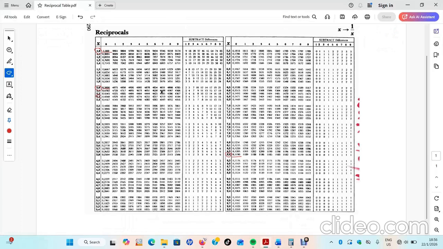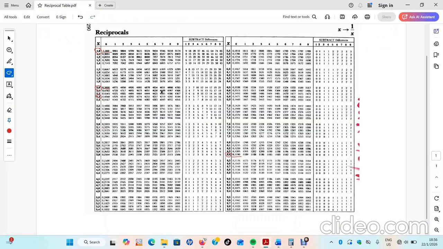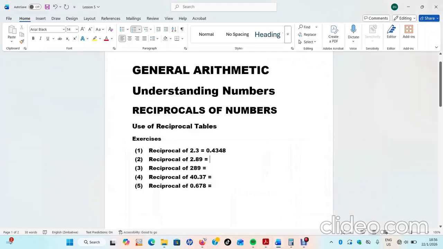For 2,3, we just go where there is 2,3. The answer will be 0,4348. Now let's check for 2,89. We go to the x column where there is 2,8, and then we go to the next big column, the top row where there is a 9, where the 9 coincides with the 2,8. That's our answer, 0,3460. As long as it's between 1 and 9,9, the answer will be 0, something.